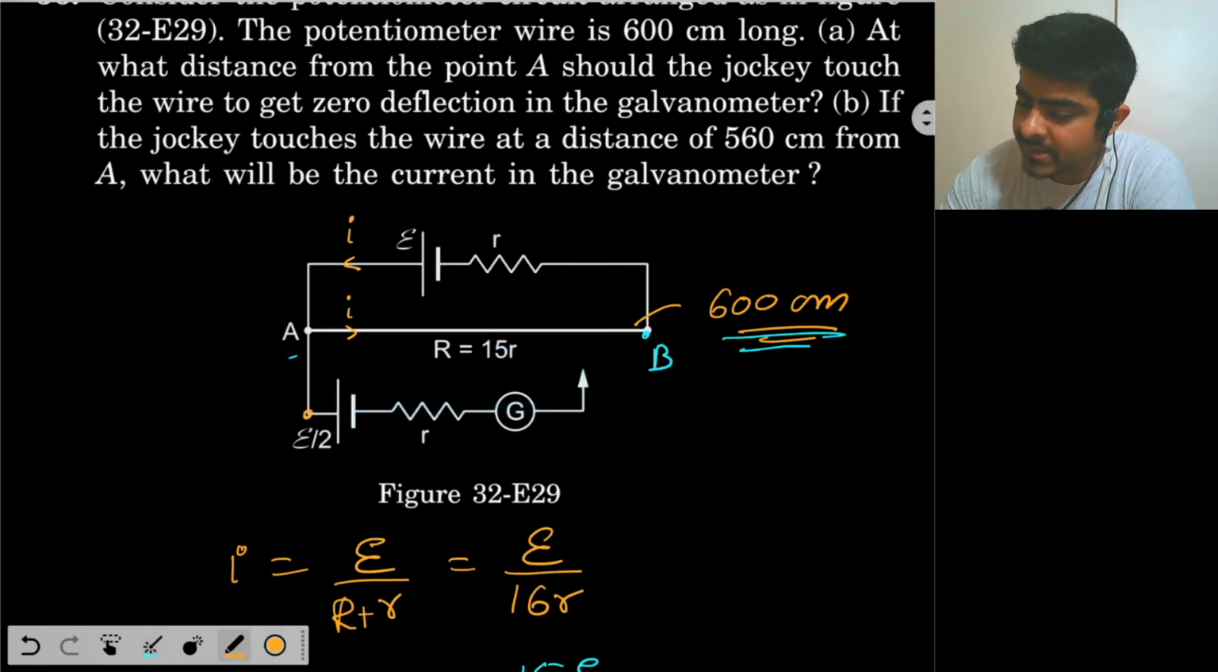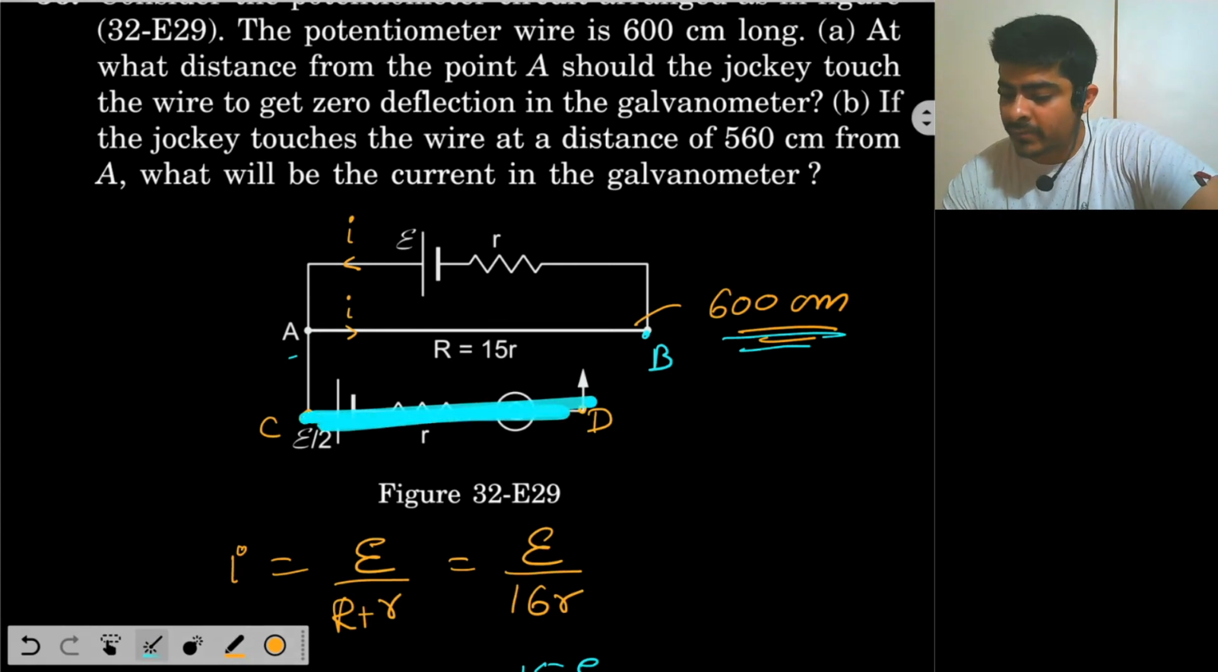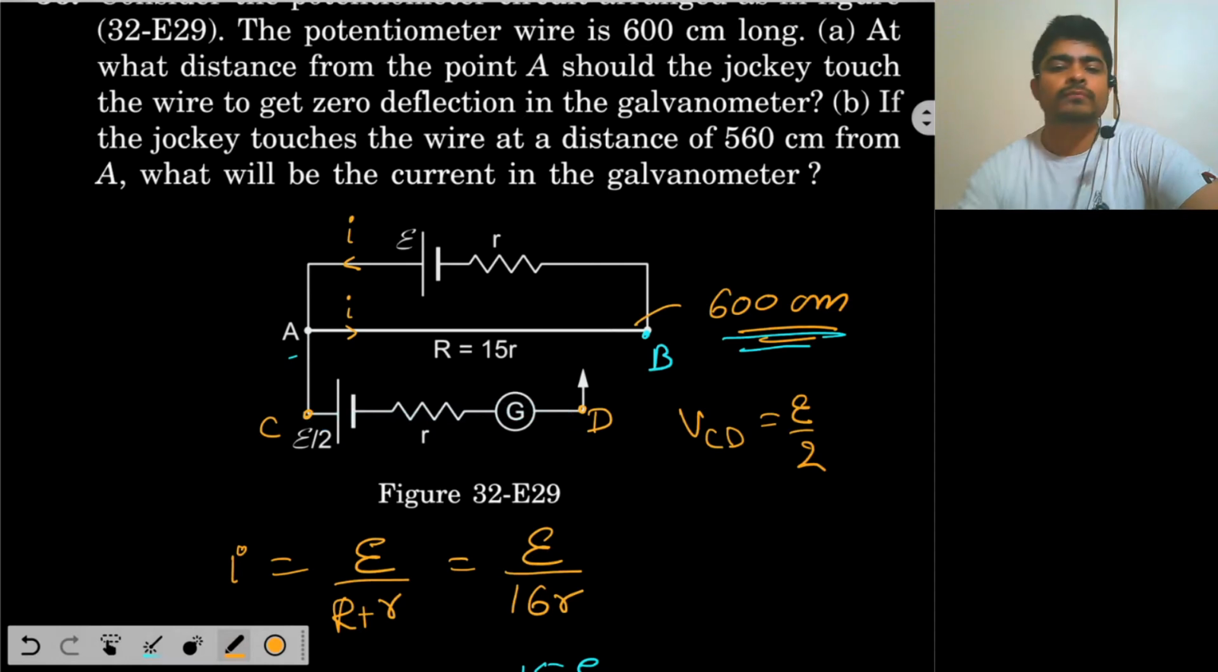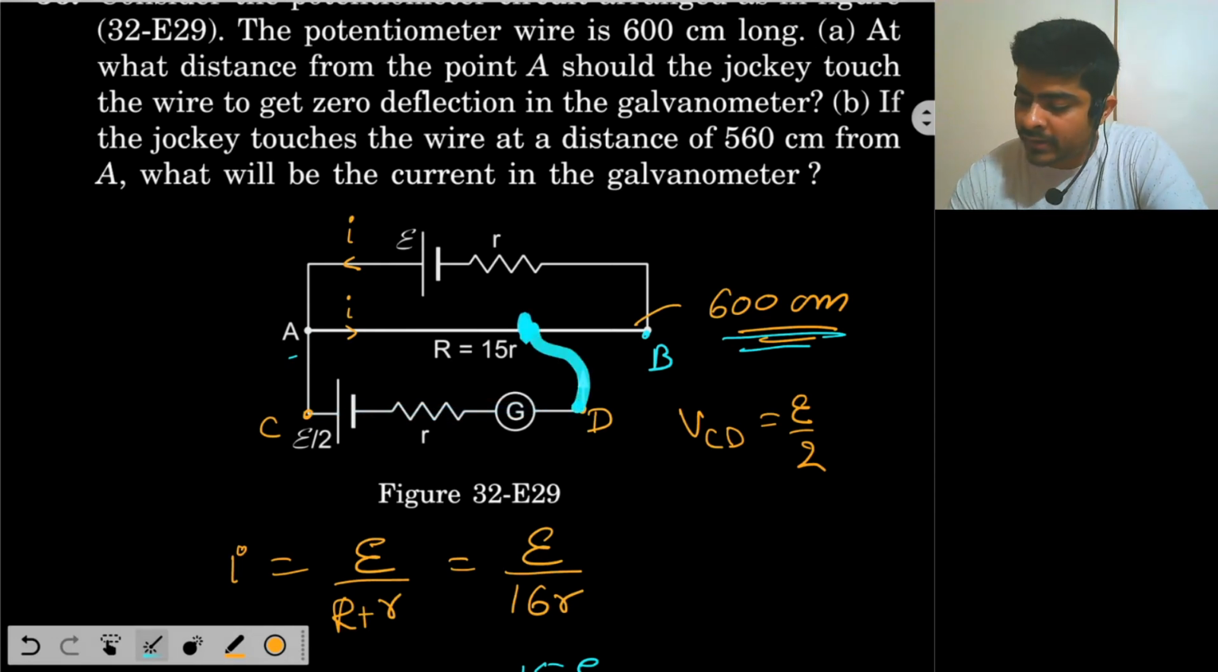Now let's say this is point C, this is point D. So what is VCD equal to? Potential difference over here will be how much? VCD is equal to E by 2, because there is no current flowing in the circuit. VCD is E by 2. So we want a point on the wire such that if you connect the galvanometer over here, let's connect them together like this.